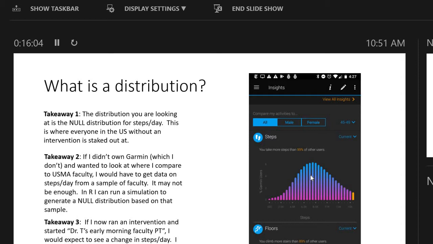So if I start out right now and say, am I different than what's my hypothesis? Probably not. I don't know. Maybe not. I don't know. So I need to know where everyone stands, so then I can compare myself to that benchmark. So why is that? I guess I'm just stuck on the terminology. Why is that labeled as a null distribution? Null distribution means no change. Nothing has changed. I haven't interfered with anything. This is where everyone stands.